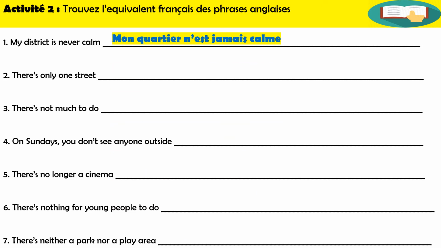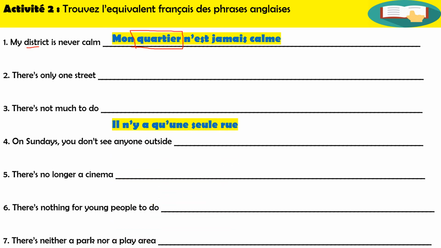My district is never calm. Mon quartier n'est jamais calme. So, you don't really say district. This is a bit of American English, but in French, they always say quartier. My quarter, particularly if you live in a town, you live in a quartier. So Sutton is our quartier of London.